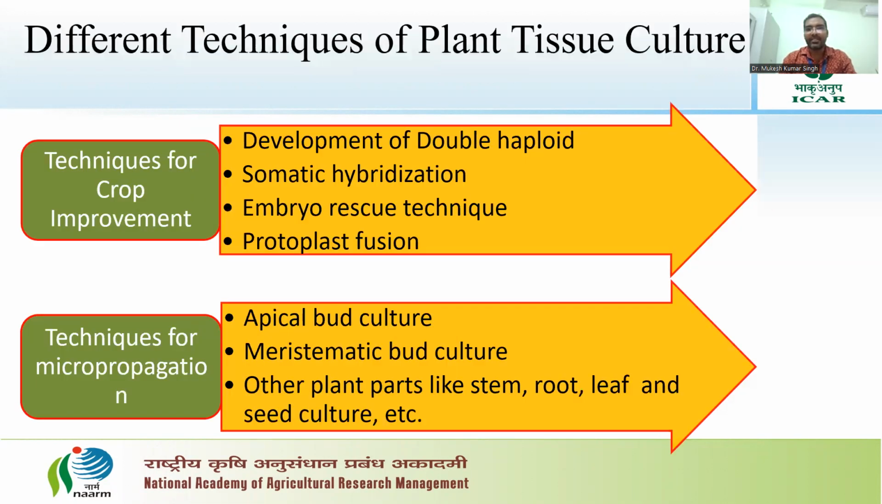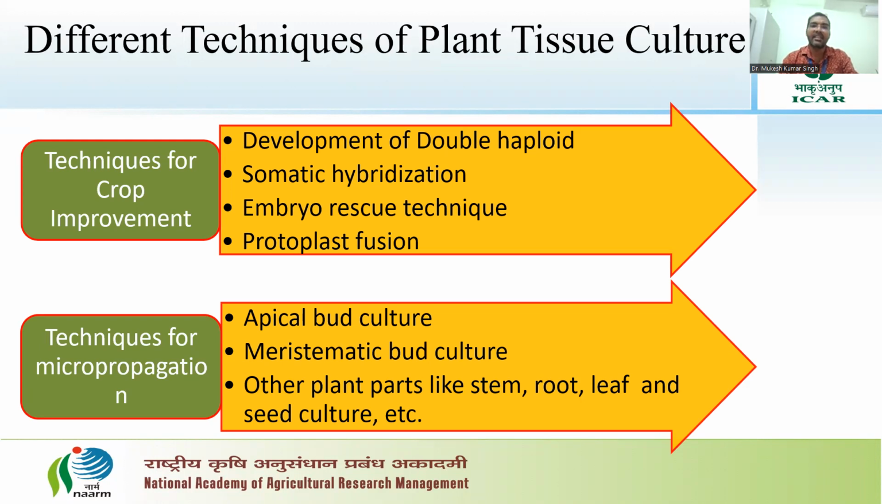Now, different techniques of plant tissue culture. Plant tissue culture techniques may be divided into two different groups. First, techniques for crop improvement. Second, techniques for micropropagation. In the case of crop improvement, we can change the genetics of a crop plant. These are some important techniques which are used to change the genetics of crop plants.